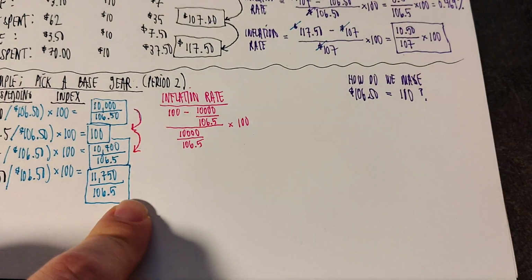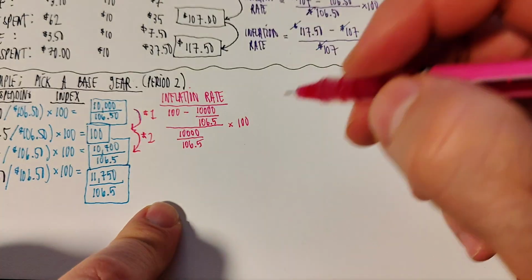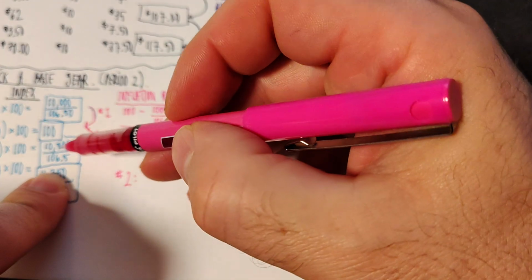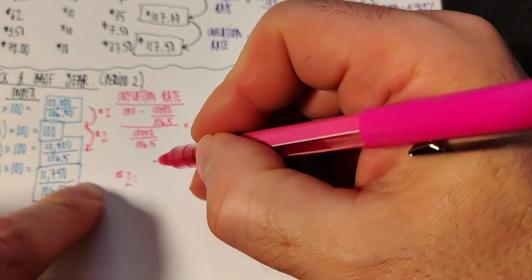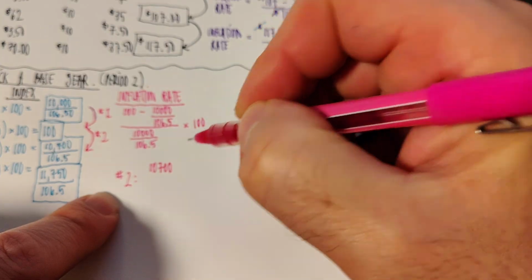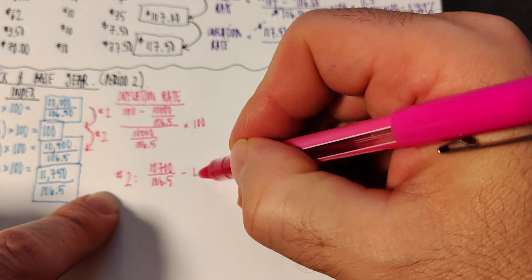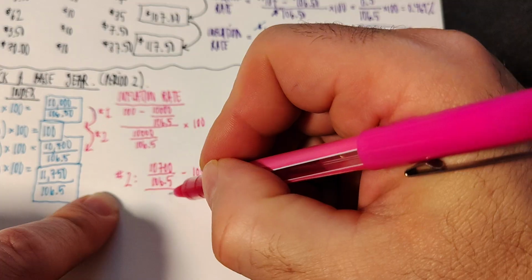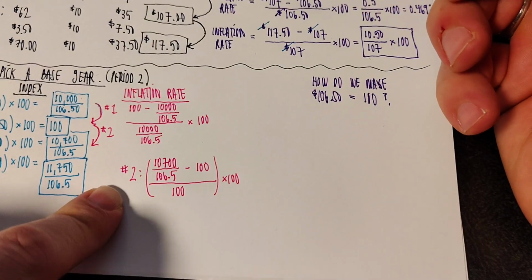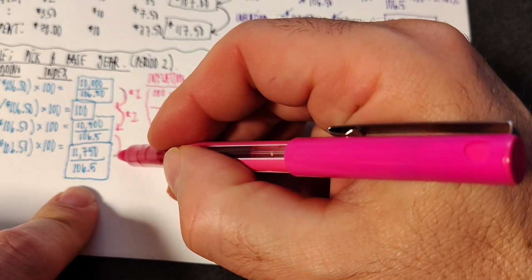And then from this year to this year, let's call this number 1. This one's number 2. All right. So number 2 is going to be the new year minus the old year over the old year. So that's going to be equal to 10,700 over 106.5 minus 100, divided by 100, and all of that times 100. Put parentheses around this.